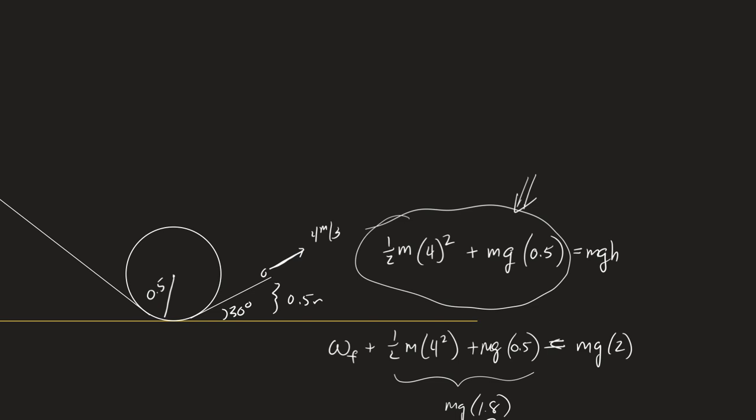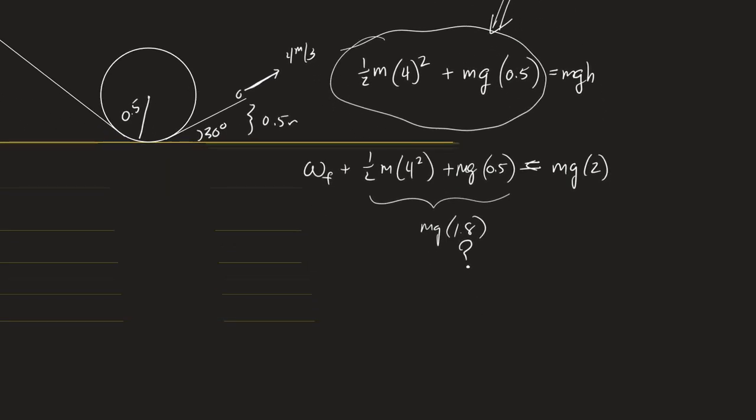1/2, oh no, let's not do that. 4 squared is 16 and half of 16 is 8m plus 10 times 0.5 is 5m. And that has to equal m times 10 times h. I can get rid of all the m's, I believe. And I can solve for h, and it looks like h is going to be 1.3. So I will quietly, to not draw much more attention to this, replace that with a 1.3.